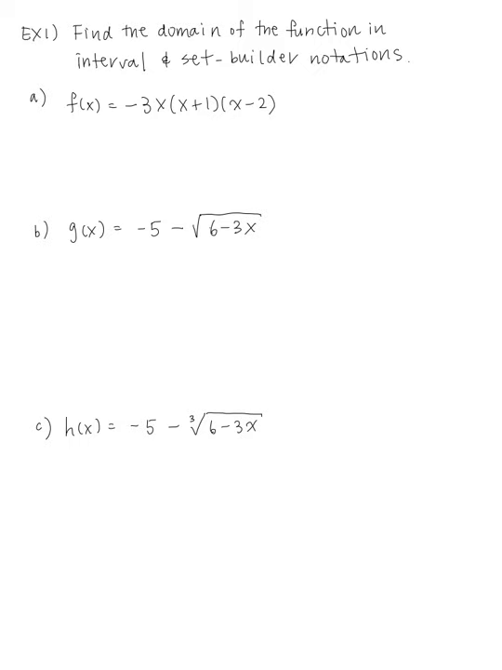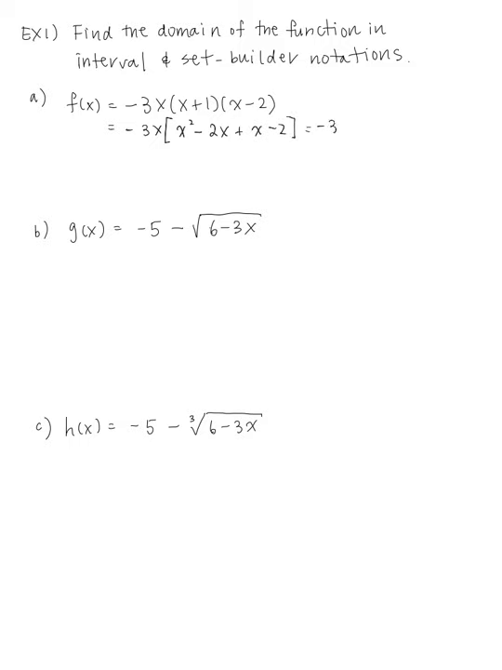All right, so let's take a look at example 1. Find the domain of the function in interval and set builder notations. Let's first go with part A. We have f of x equals negative 3x times the quantity x plus 1 times the quantity x minus 2. Do you see that if I multiply everything out, we're going to have a polynomial no matter what? If you don't believe it, let me multiply this out. So you have negative 3x, and then I'm going to FOIL: x squared minus 2x plus x, and then minus 2.